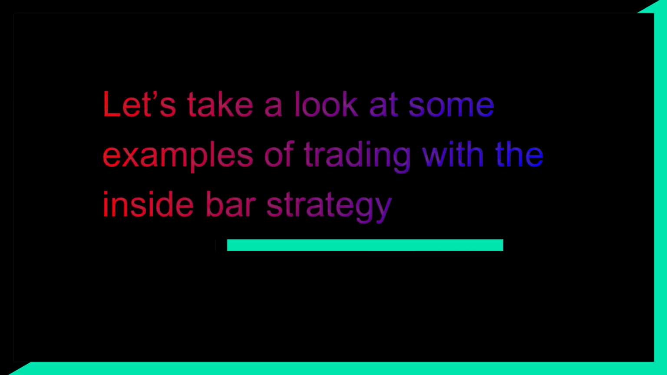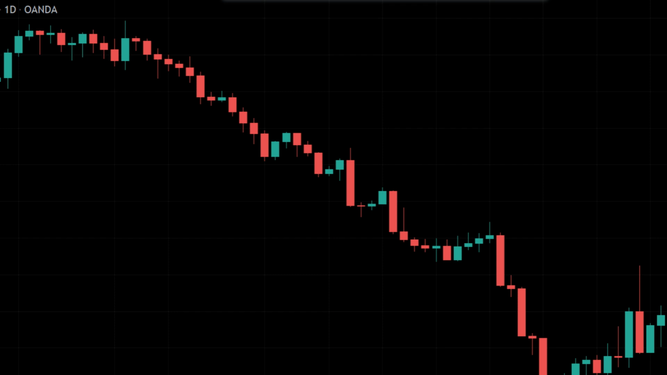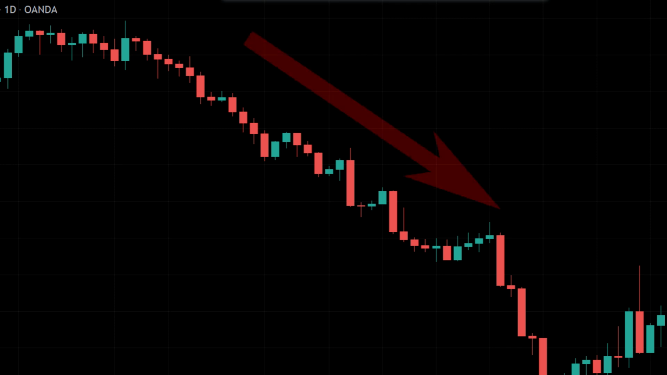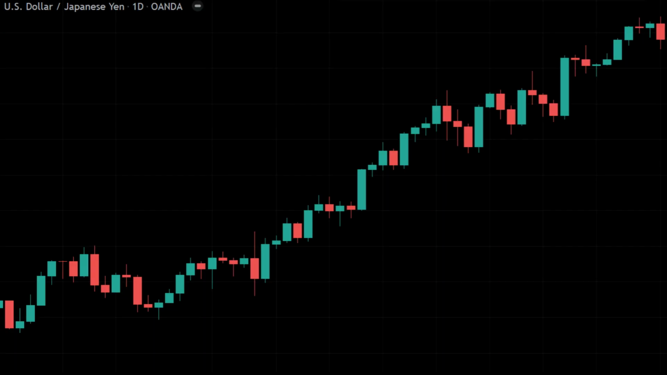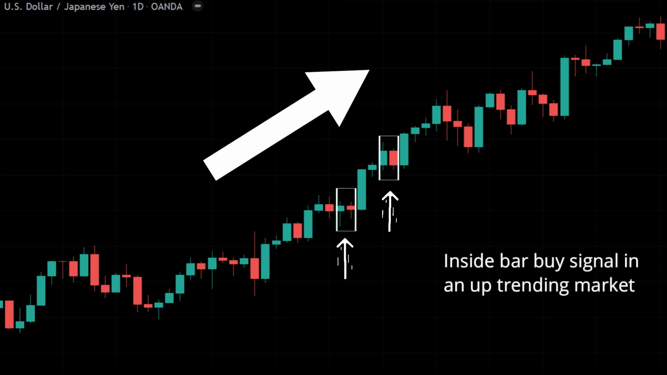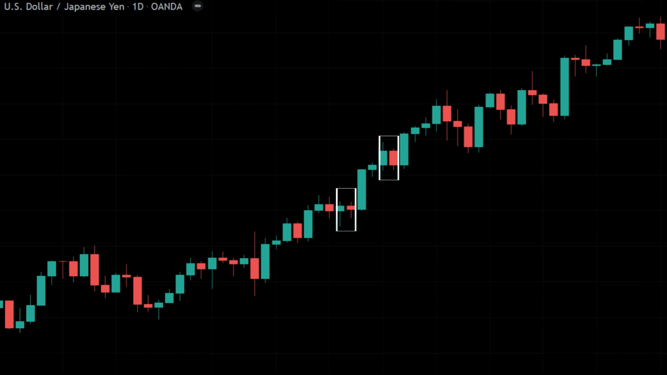Let's take a look at some examples of trading with the inside bar strategy. In this example, we can see what it looks like to trade an inside bar pattern in line with the trending market. In this case, it was a downtrending market, so the inside bar pattern would be called an inside bar sell signal. Here's another example of trading an inside bar with the trending market. In this case, the market was trending higher, so the inside bars would be referred to as inside bar buy signals. Often, in strong trends like this one, you will see multiple inside bar patterns forming, providing you with multiple high probability entries into the trend.